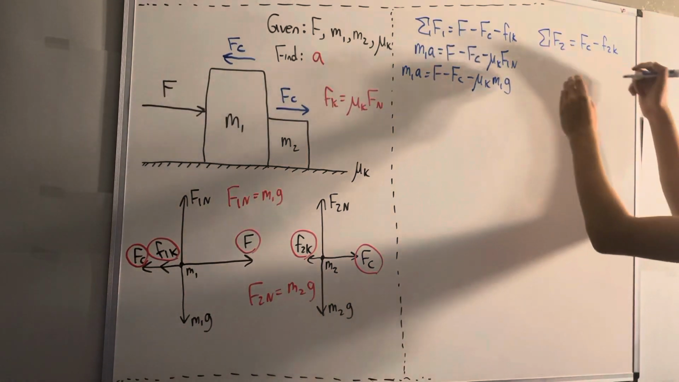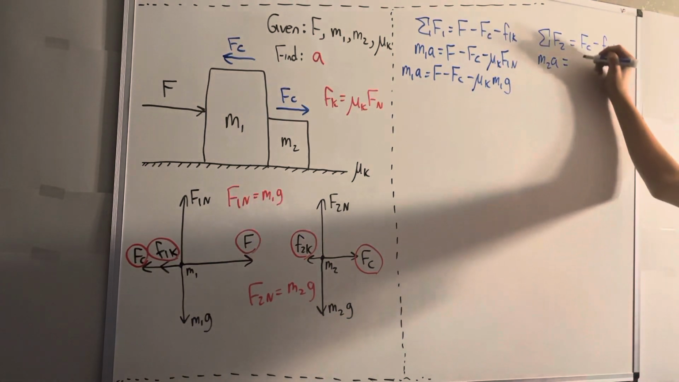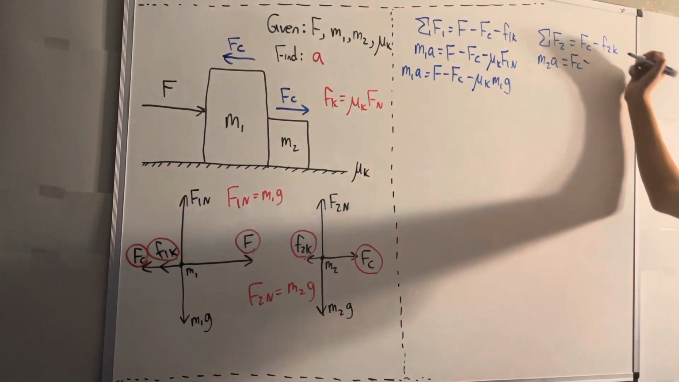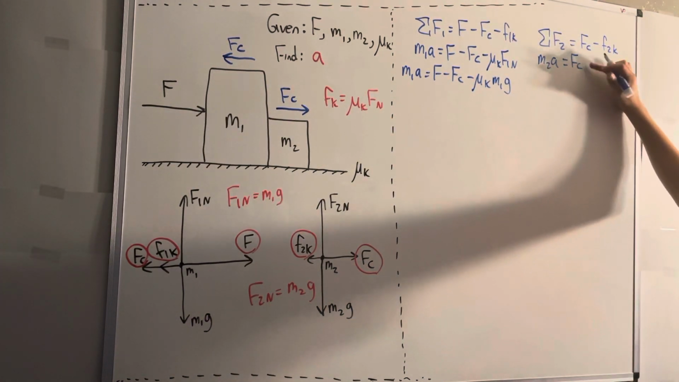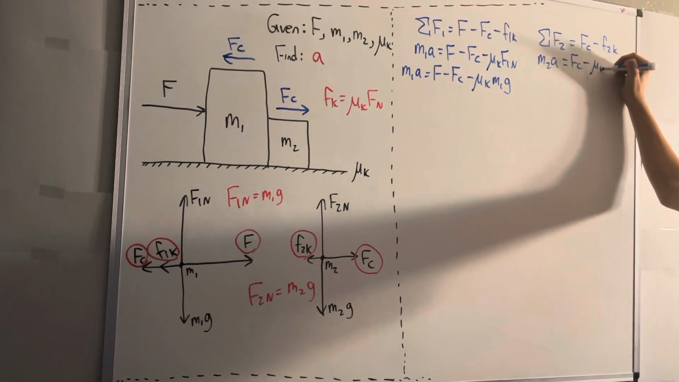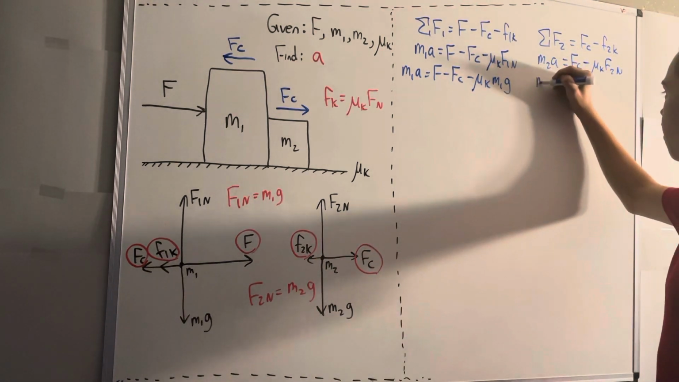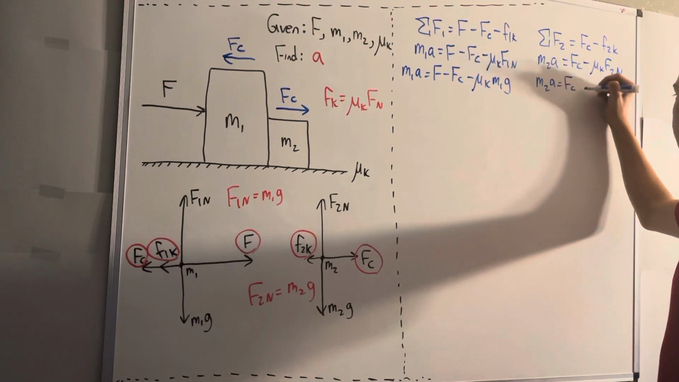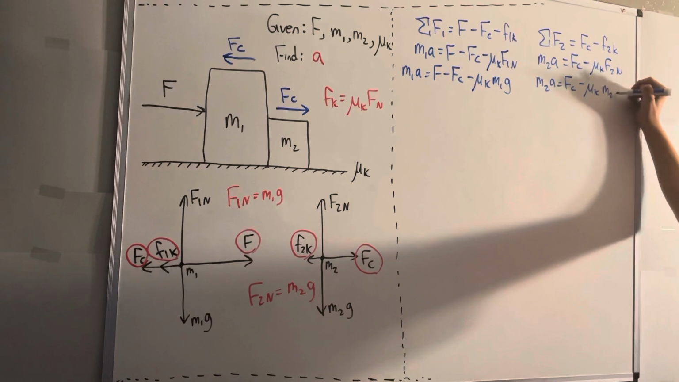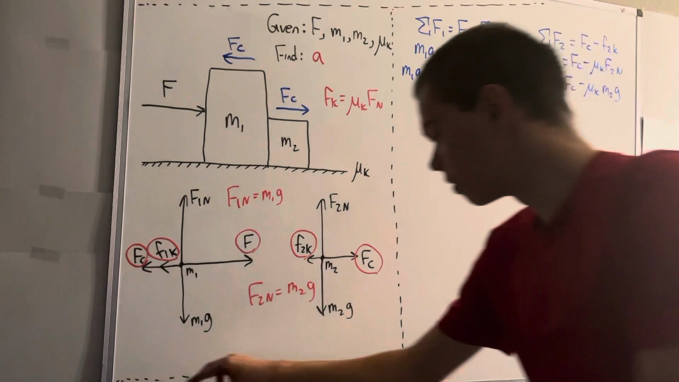All right, moving on to our next one. Net force is just m2a, minus, my bad, F2k, which is just going to be mu k F2n. We can keep going, because we know F2n is just m2g. And that's basically as far as we can go for both of our net force equations.